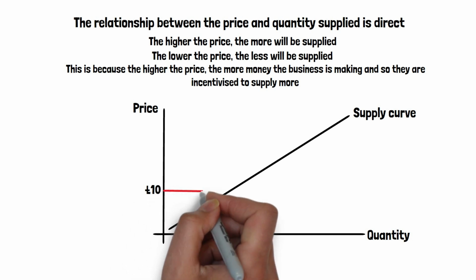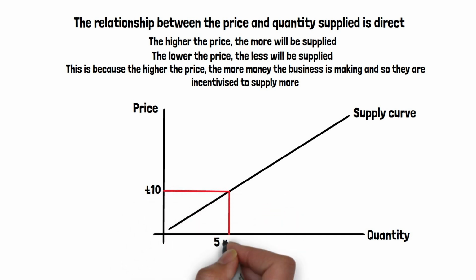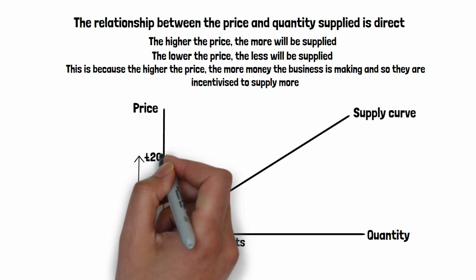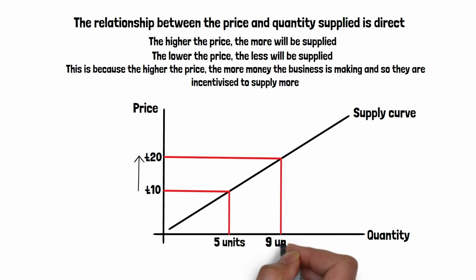For example, say the price is £10, the quantity that businesses are willing to supply is 5 units. However, if the price was increased to £20, the number of units businesses are willing to supply increases to 9.